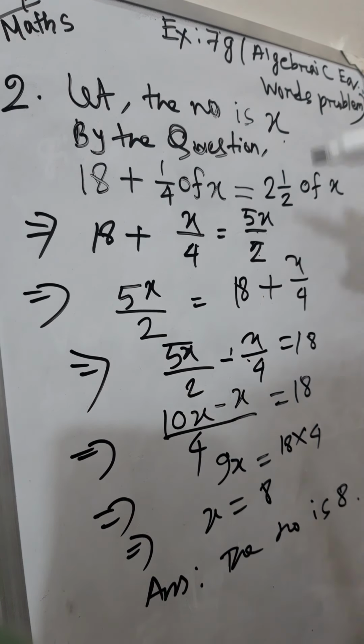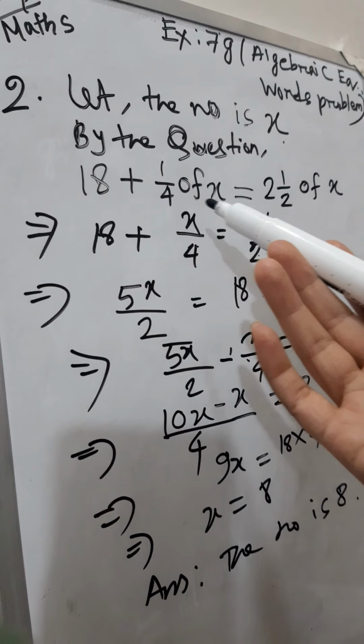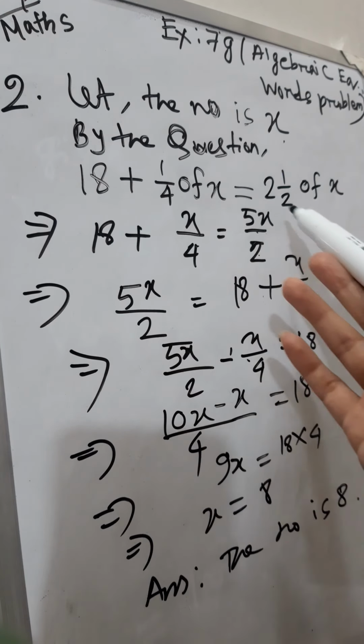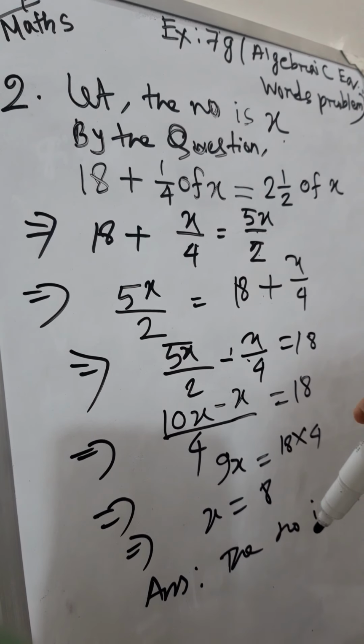So first of all, always take the unknown term as x. I am taking it as x. You might take a, b, c. Then by the question, we read out the conditions of the problem again. We write it in this way and solve the equation.